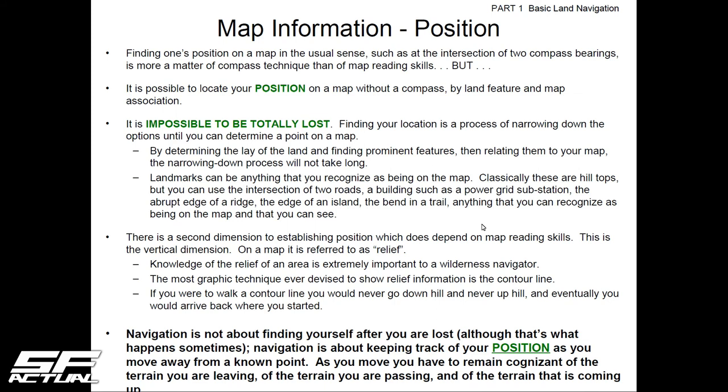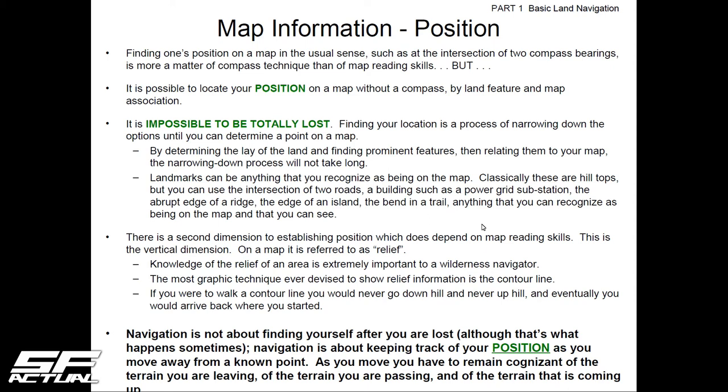Position. Finding one's position on the map is, in the usual sense, such as an intersection of two compass bearings. It is possible to locate your position on a map without a compass by land feature and map association, which is true. You can get a general idea. It is impossible to be totally lost. Finding your location is a process of narrowing down options. You can determine a point on the map by determining the lay of the land, finding prominent features, then relating them to your map. The narrowing down process will not take long.